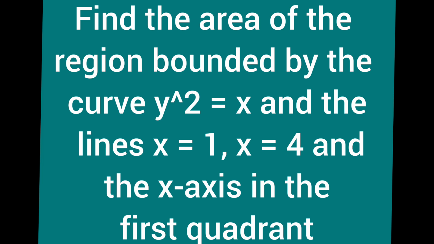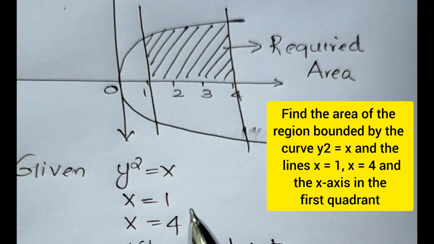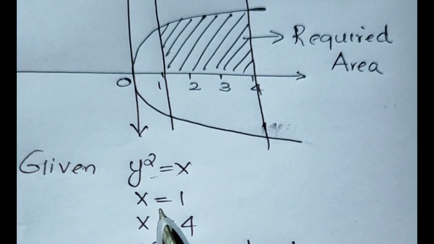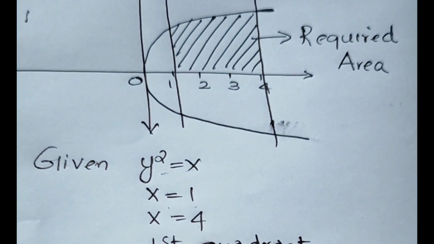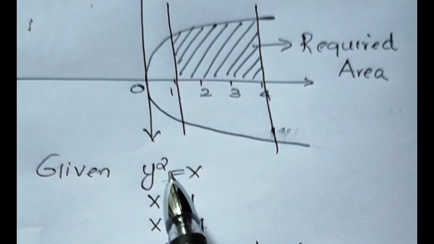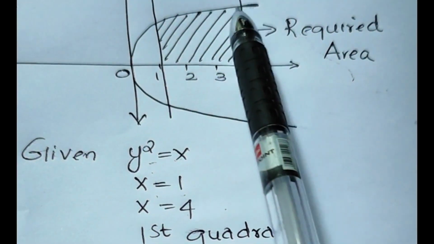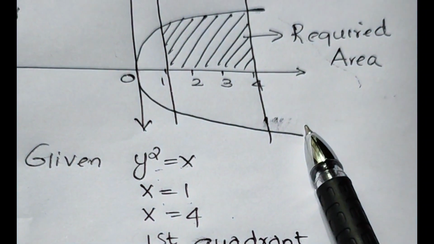So to find the area of that closed figure, we use integral. It's an application of integral. So let's see how to do this problem. Here it is given a curve that is y square is equal to x. Then x is equal to 1, x equal to 4 and it is in the first quadrant. So y square equal to x is a parabola. That's a rightward parabola as drawn in the figure. It's a rightward parabola. Okay.